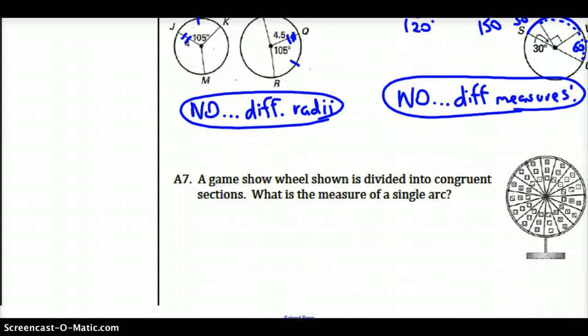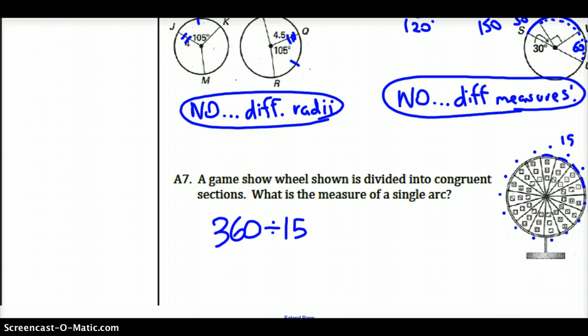The last problem here, a wheel with congruent pieces. These are all little arcs out here. So if I count them, I get 1, 2, 3, 4, 5, 6, 7, 8, 9, 10, 11, 12, 13, 14, 15. So I got 15 sections that are congruent. 360 degrees all the way around, divided by 15 gives me 24 degrees each. This is section 10-2.